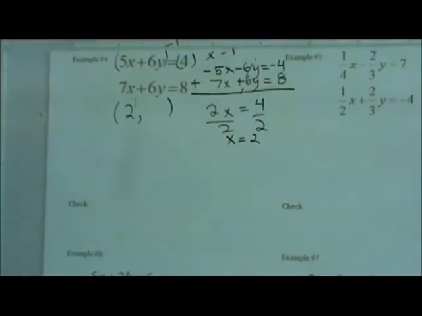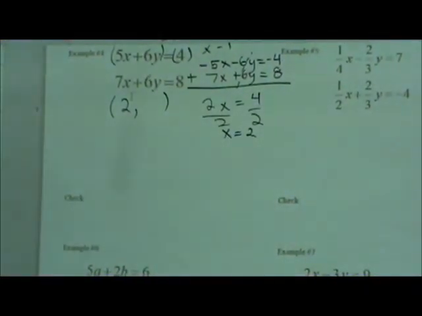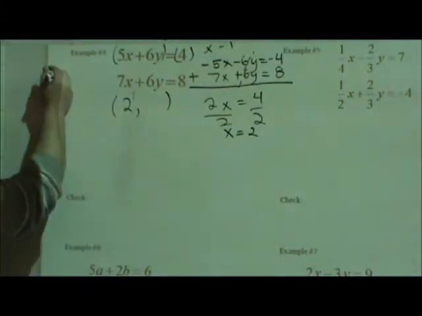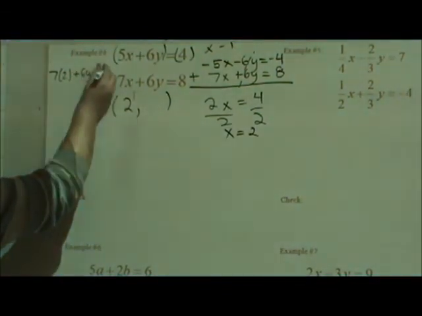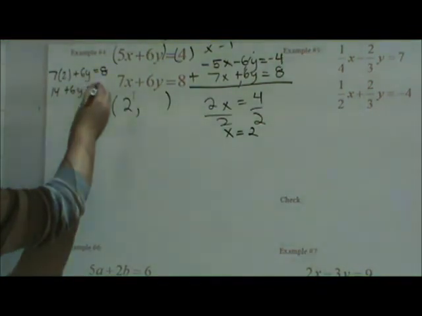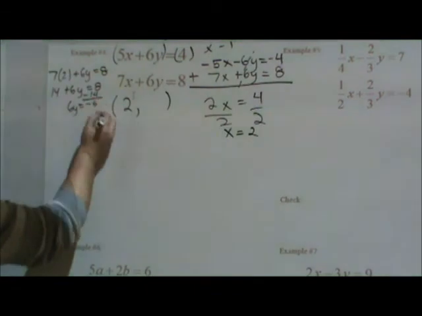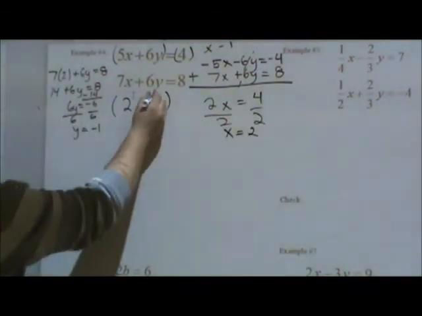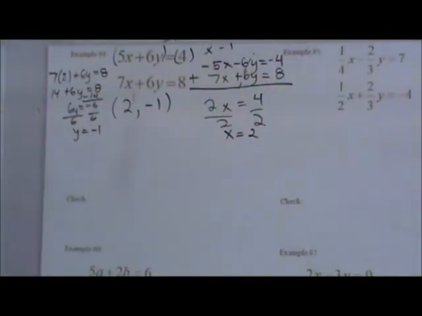Write that there. Plug it into one of the equations. When you want to plug it in, always plug it into one of the originals. So I'm going to plug right here. 7x plus 6y. So 7 times 2 plus 6y equals 8. 14 plus 6y equals 8. 6y equals -6. And then divide and get -1. And then from there, you'll check it on your own.